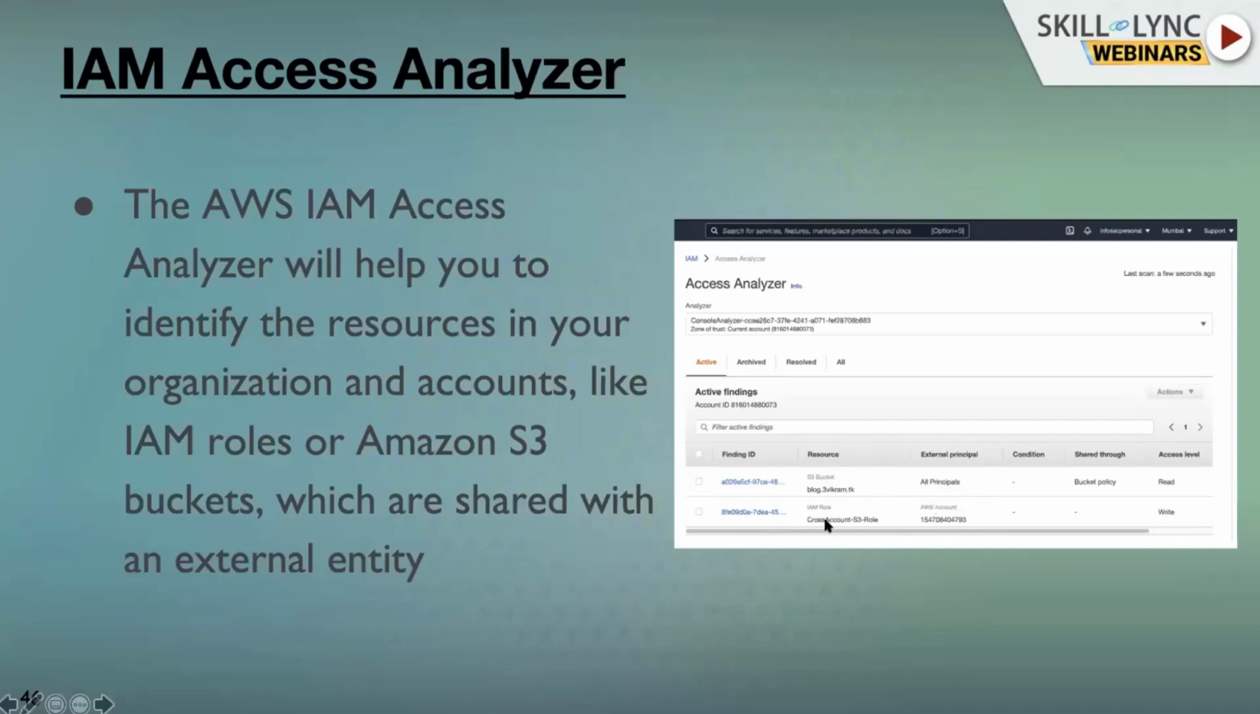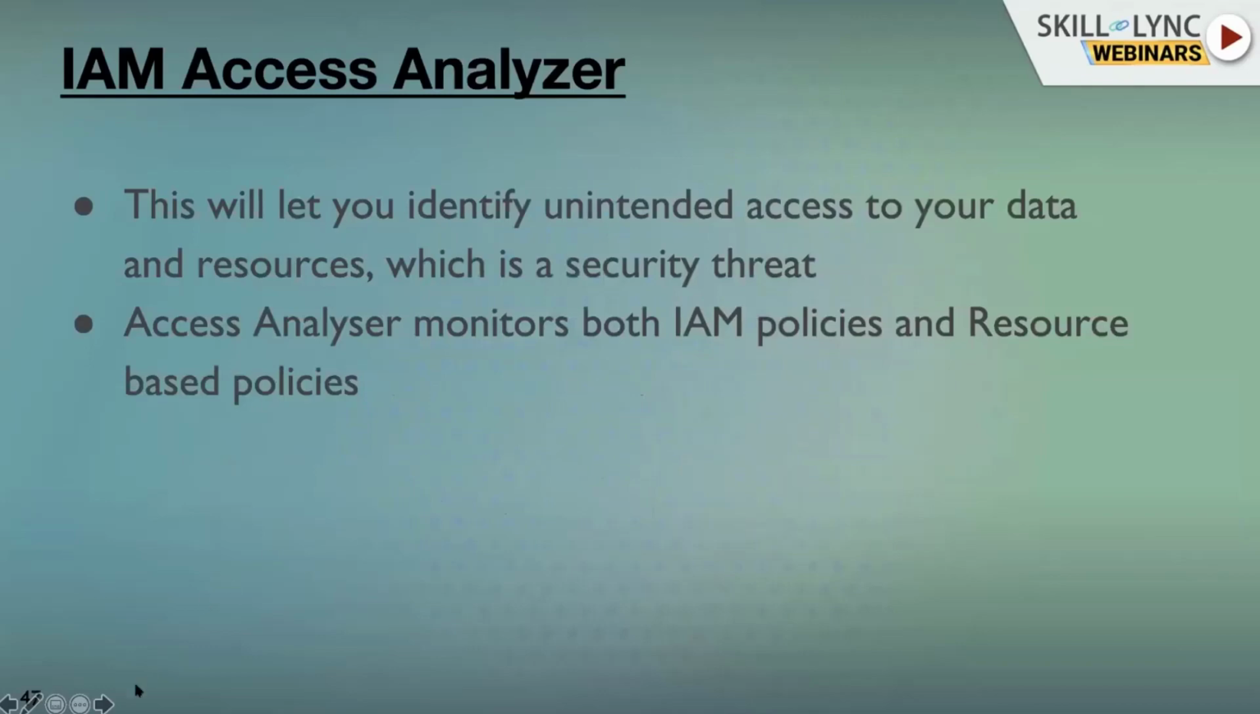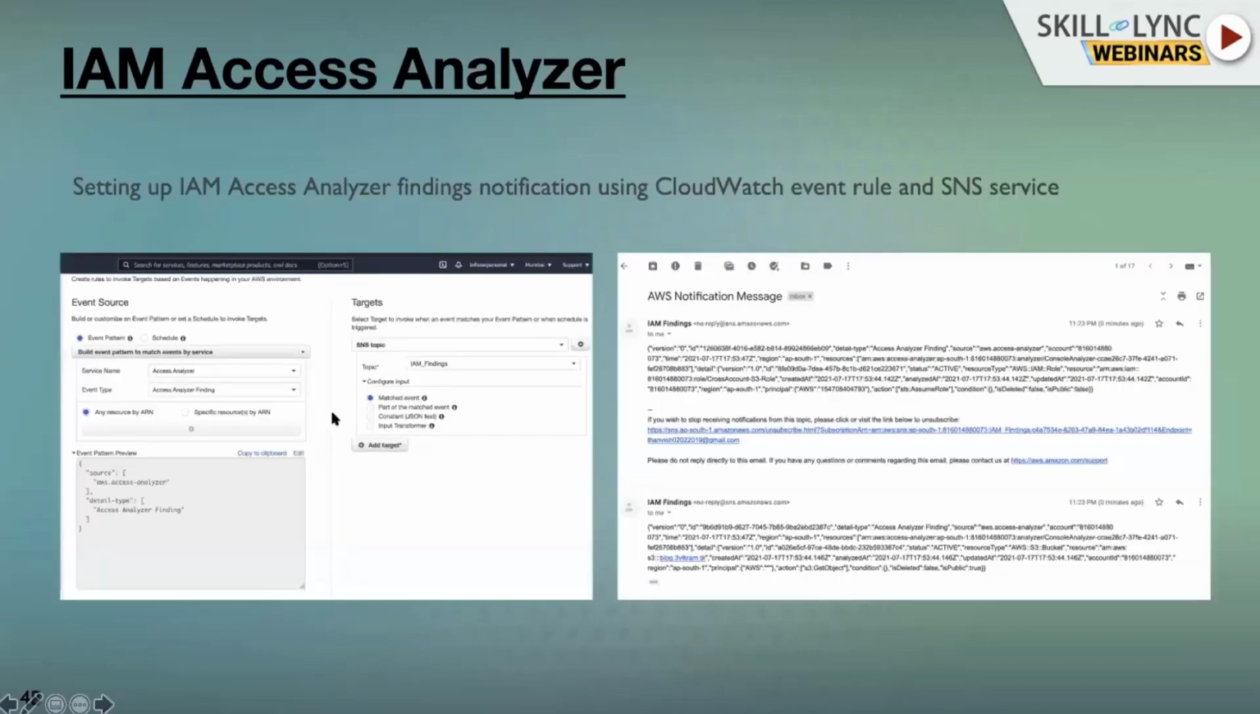Similarly, in the second finding, it says it's a cross-account role. It says there is an outside account, starting with 1547, that has access to the S3 service in your account. So review this and take action as necessary. From the automation perspective, what we can do is enable this Access Analyzer, and this is the way to do it.